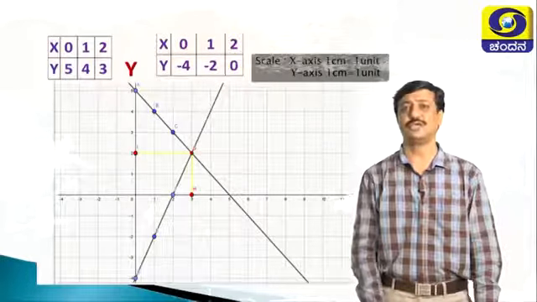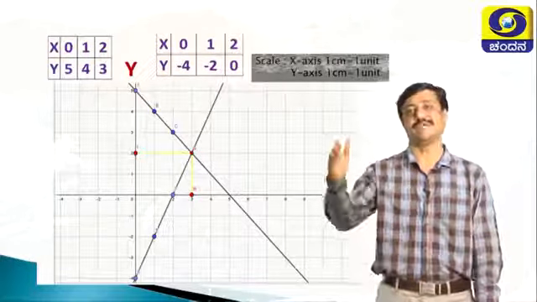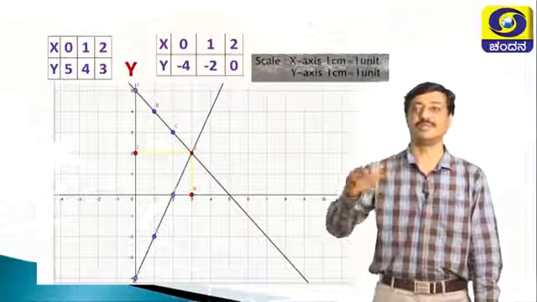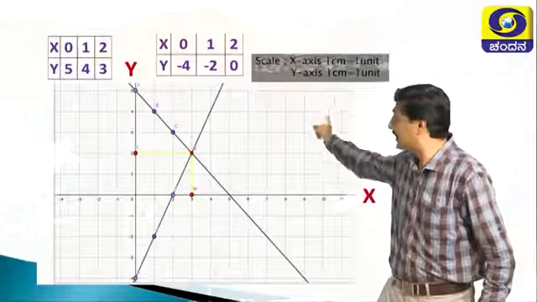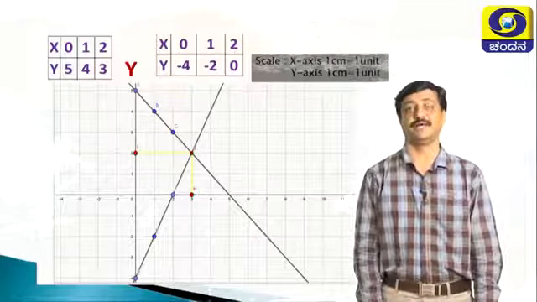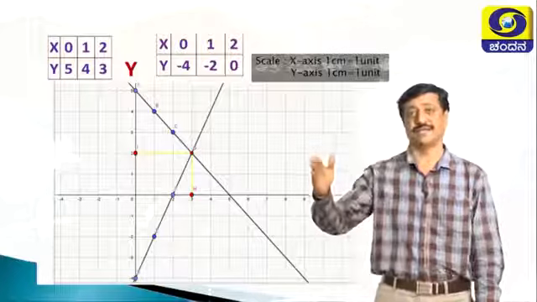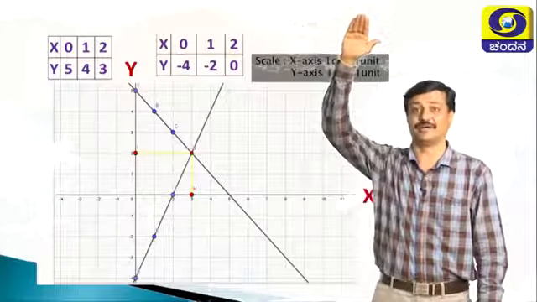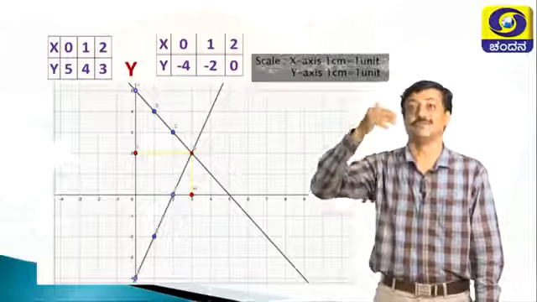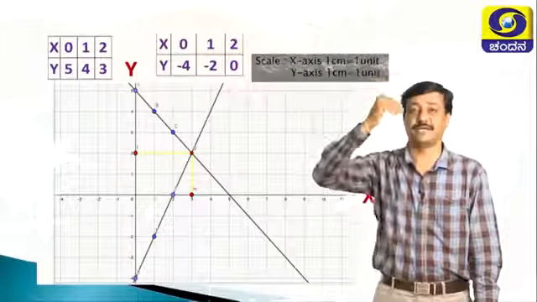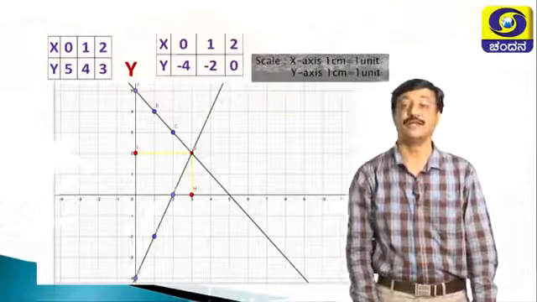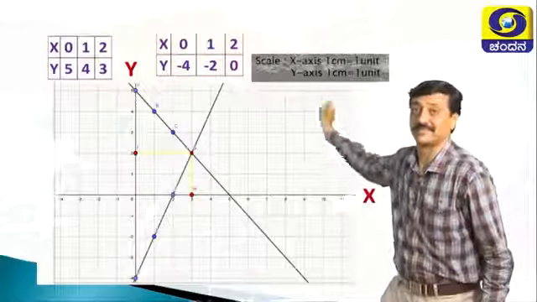Scale: usually we will take along x axis 1 centimeter is equal to 1 unit and along y axis 1 centimeter is equal to 1 unit. After writing this scale, now you start locating the points. Now the first point is 0, 5. Let us move 0 units towards right side and 5 units upward, because 5 is positive. We have to move along the positive axis. That is why we have to take 5 units upward. Then the point 0, 5 lies on the y axis.